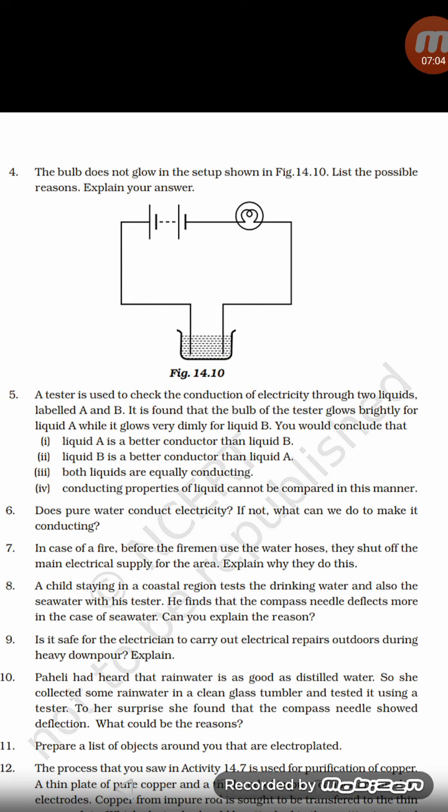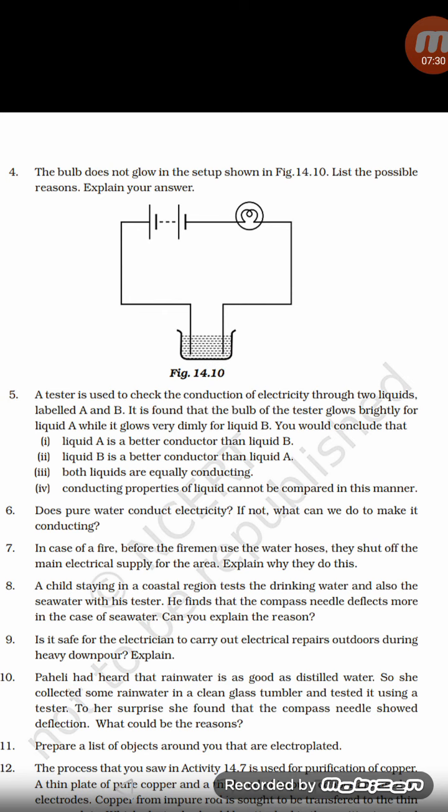Now in question number 11, you have to prepare a list of objects that are electroplated. Electroplated means in which one layer of any metal is deposited on another metal. There are many objects like door handles, taps, showers, the handlebars of cycles and bikes, gas burners, even buckles of belts. So you can give any examples where electroplating is used.